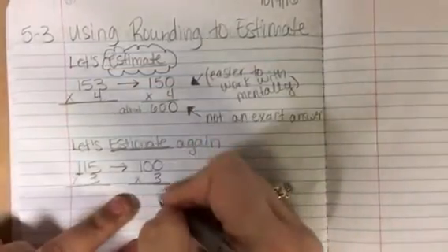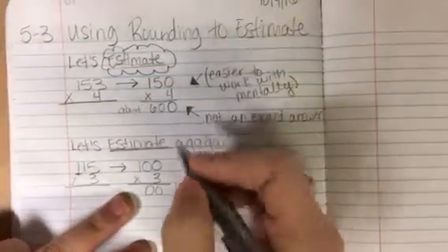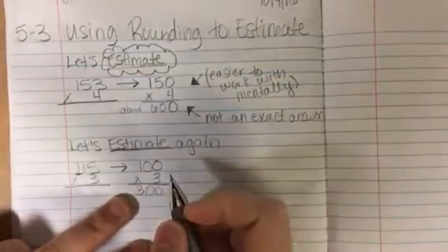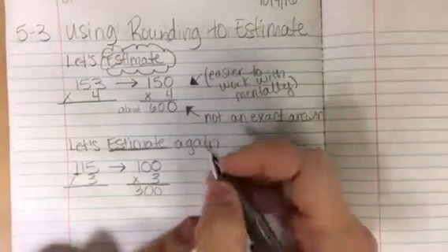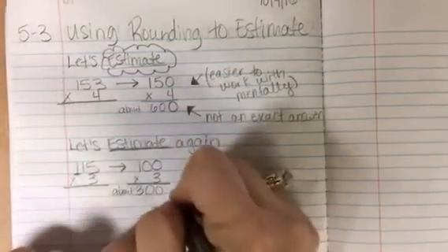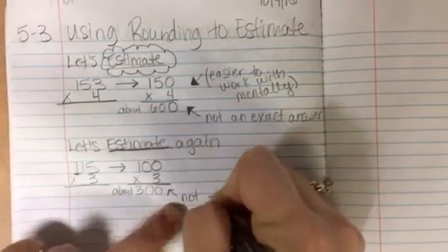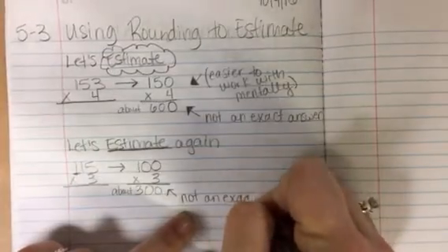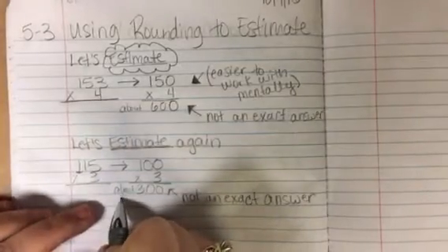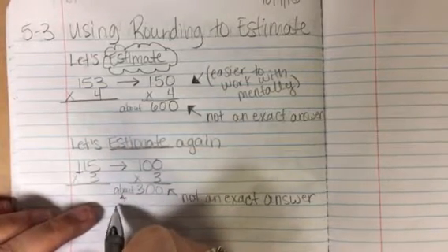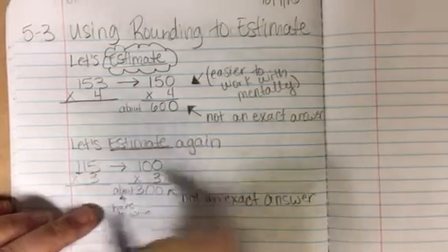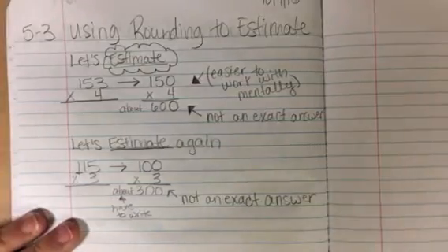Okay, so I bring down my 2 zeros like I learned on lesson 5-1, and then I'm going to do my basic fact. 1 times 3 is 3. So my answer again is about 300, and again, not an exact answer. So you have to have this word about when you estimate. Otherwise, you're telling me that it is an exact answer, and we don't want that.